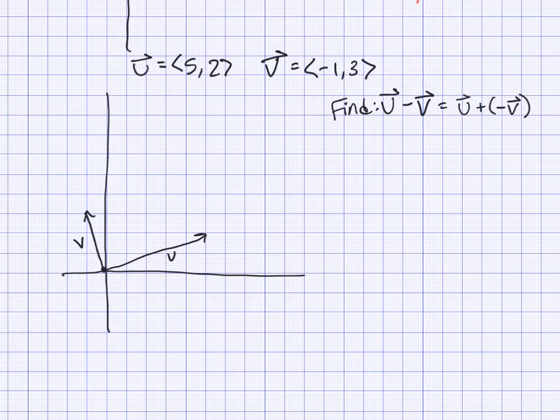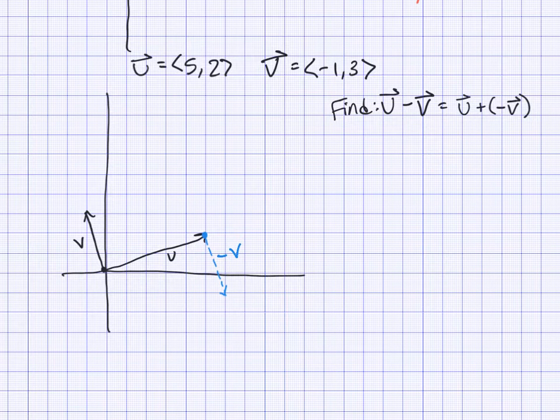So what I'm going to do is essentially turn this around. So I'm still going to connect my terminal, or pardon me, my initial point of v to my terminal point of u. So that's still going to start right here. But instead of going up 3 and to the left one, I'm going to go down 3 and to the right one. And so this is what negative v will look like. So it's just going in the other direction.